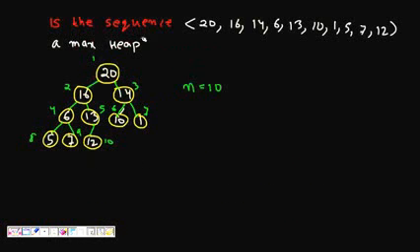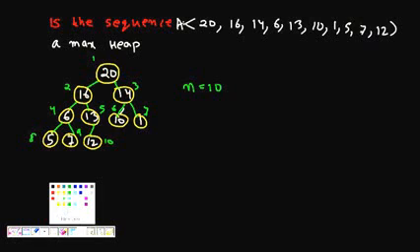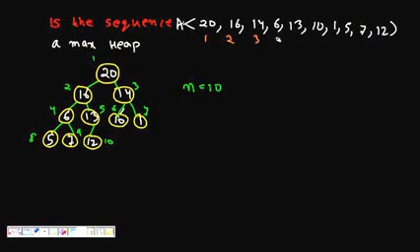Okay, so now let's see one problem. Given a sequence of numbers in an array, 20, 16, 14, and so on, just check if it is a max heap. So this is our question, we have to check if it is a max heap. This will be index 1, index 2, 3, 4, 5, 6, 7, 8, 9, 10. If we put it in the form of a heap, what happens?